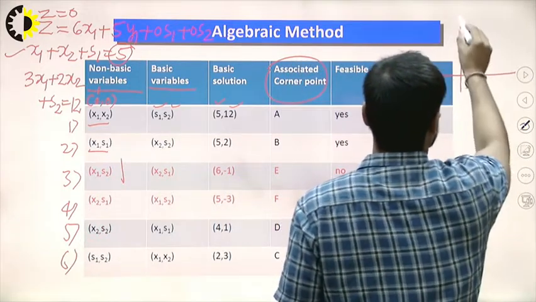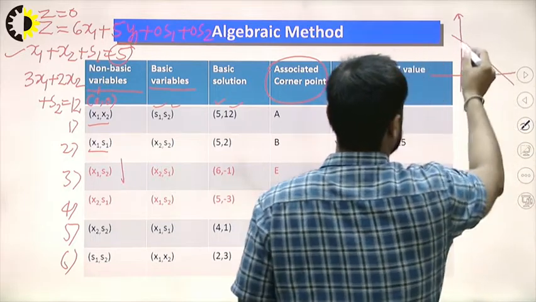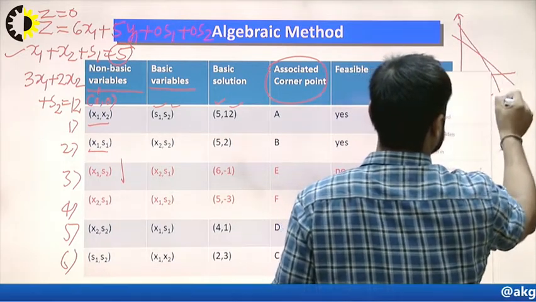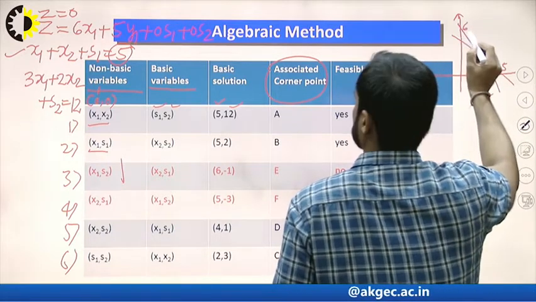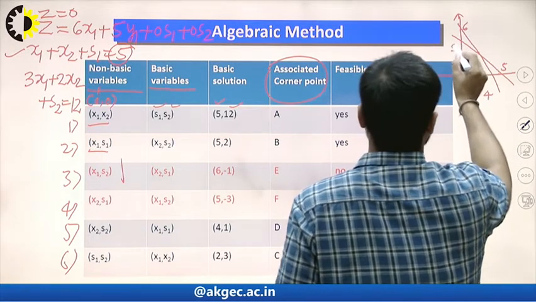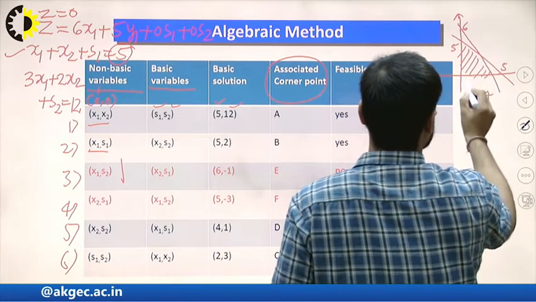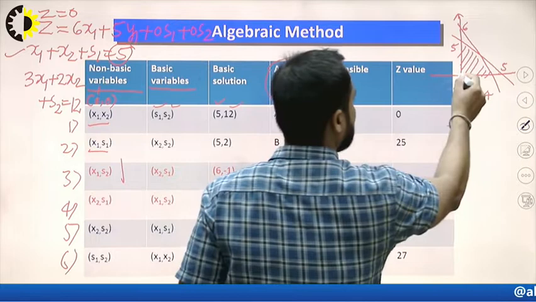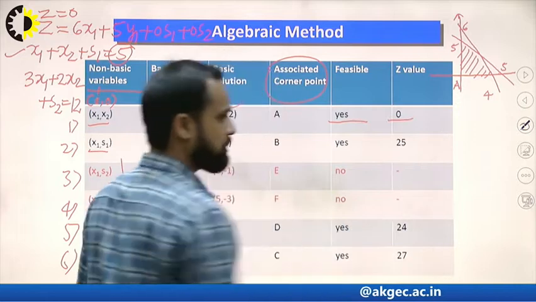I have already plotted a graph for this, and this graph is just like this. This is the line of 5, 5, and this is the line of 6 and 4. This is 4 here, this is 5 here, this is 6 here, and this is 5. So this point is representing z is 0, that is, point A on the graph. So we can represent it also on the graph. The region is feasible, there is no doubt about it, and the z value is 0.